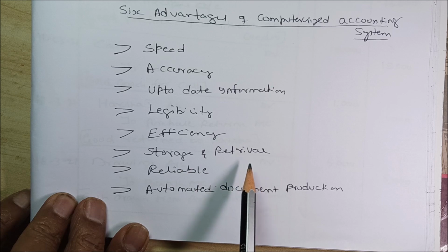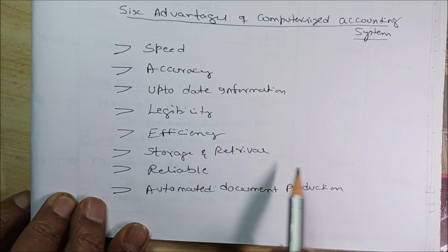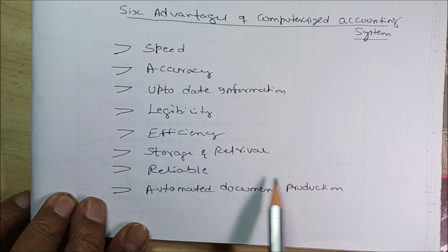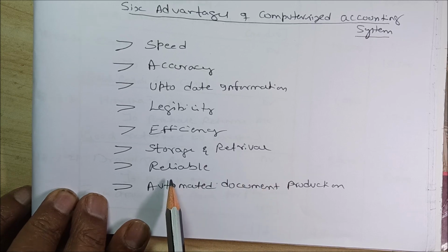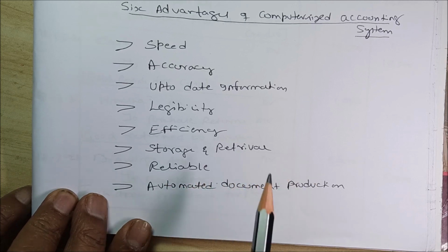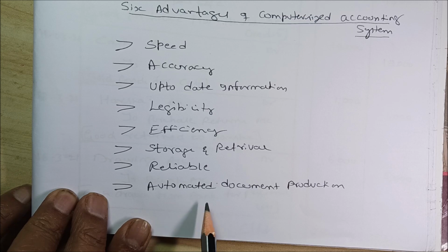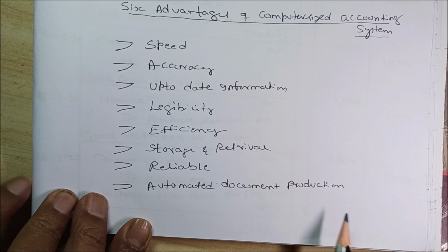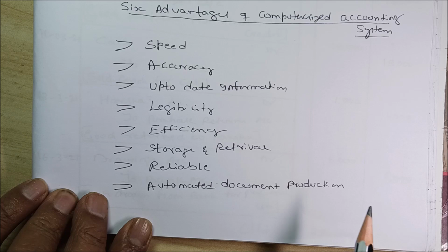Storage and retrieval, so you can store it somewhere and whenever you want to take it back, you can retrieve it also. Reliable, 100%, you can rely on computer accounting. Then automated document production, I need not say, once you press control save, then automatically it will be saved and it will be in one place, right? So these are the answers for part C.